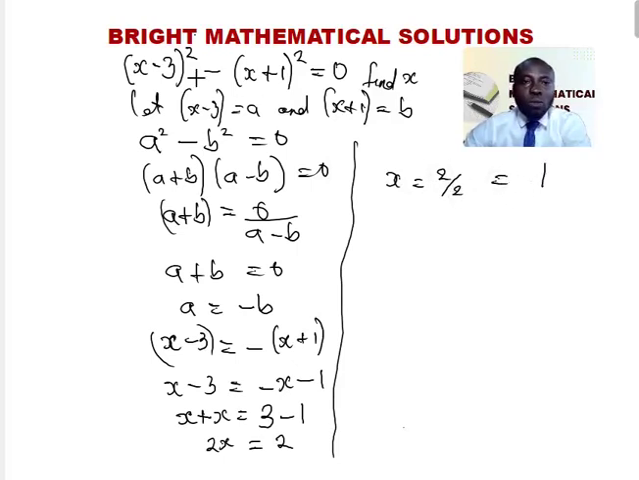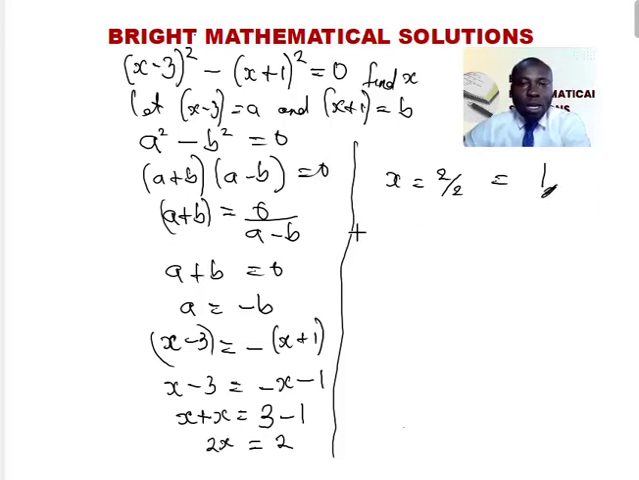So if we try to substitute 1 into this expression, let us see whether it will be true. When x is 1, this is (-2)^2, and that is 4. Minus, when x is 1, that is 1 + 1, which is 2, squared, which is 4. So the expression is true.